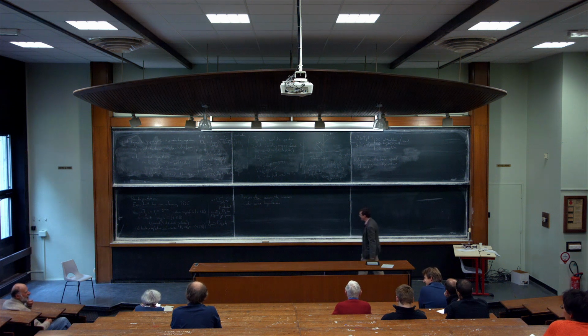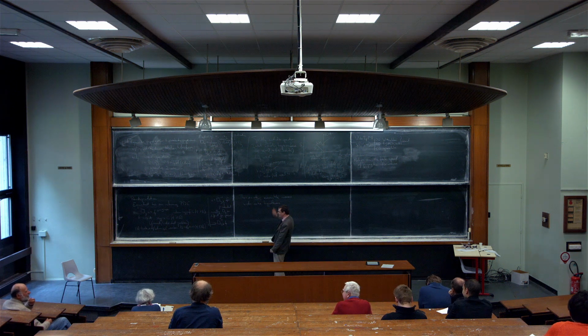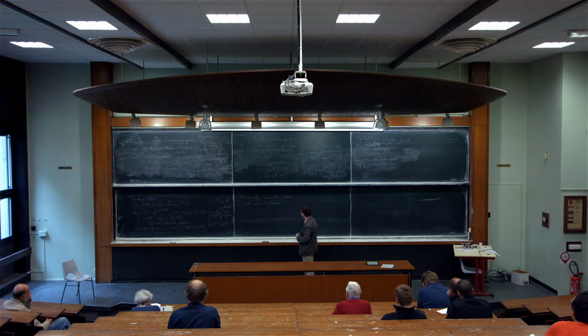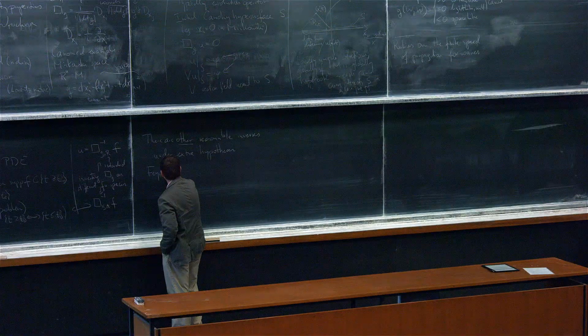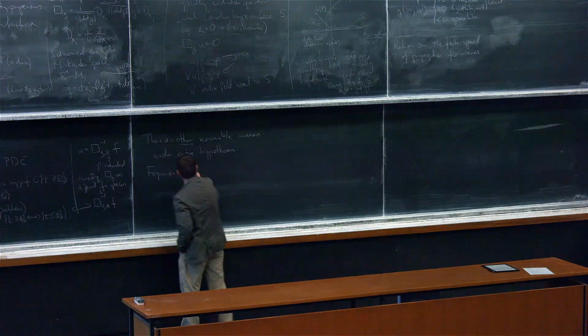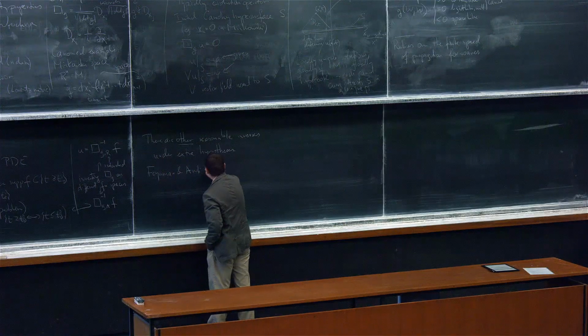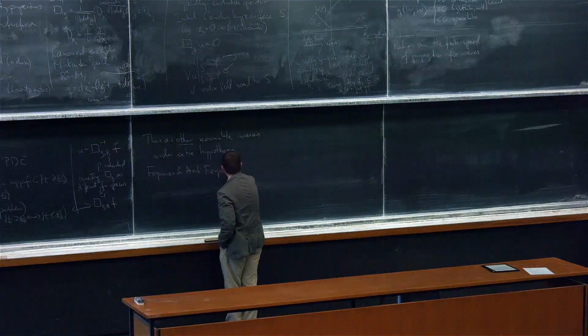So we want to think globally. There are other reasonable inverses under extra hypotheses, and these will turn out to be the Feynman and anti-Feynman propagators, or inverses.